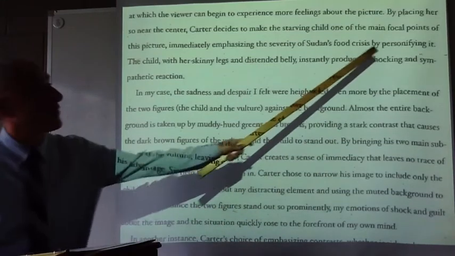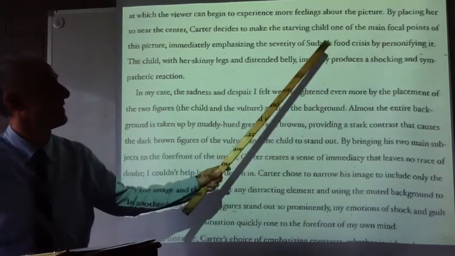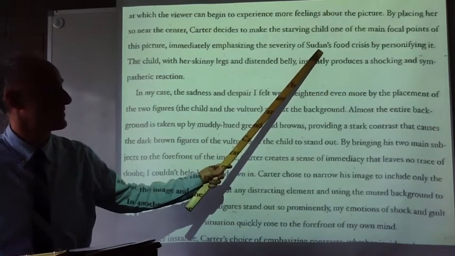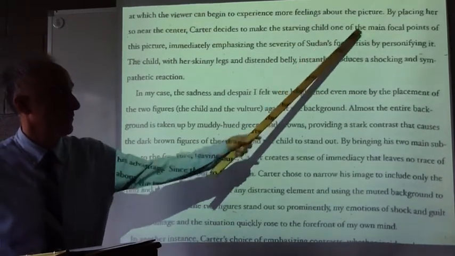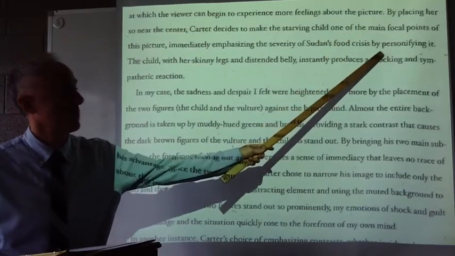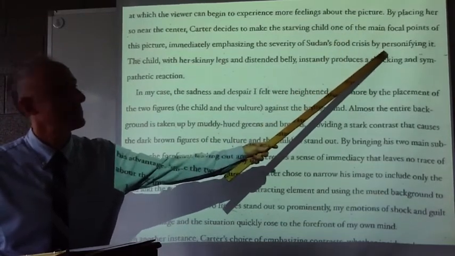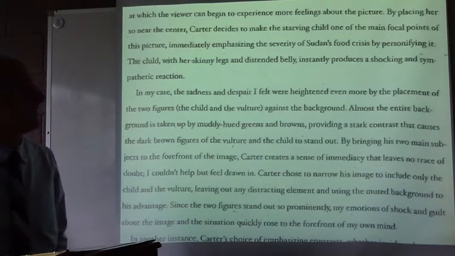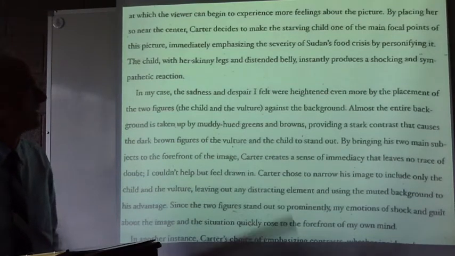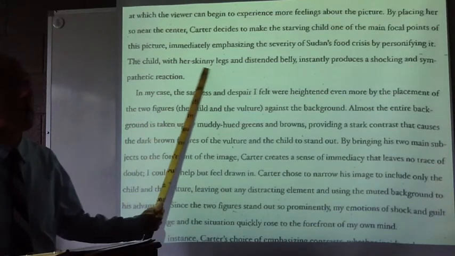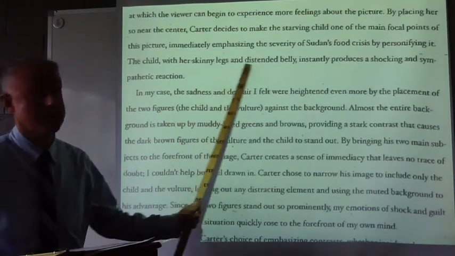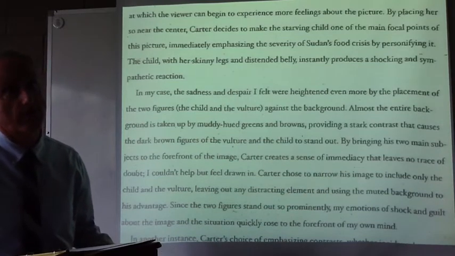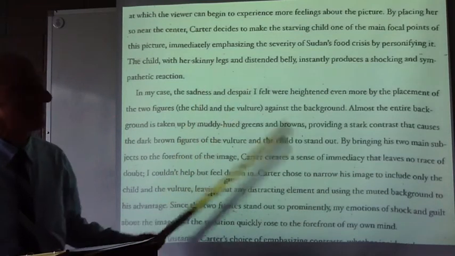And how so? How so? "By personifying this political, sociological situation through the image of the child." So how do techniques work? We have to explain that too. Right? "The child, with her skinny legs and distended belly, instantly produces a shocking and sympathetic reaction." See, how do techniques work? Through these details too, right? We can't just use the terminology focal point. We have to go into the details.